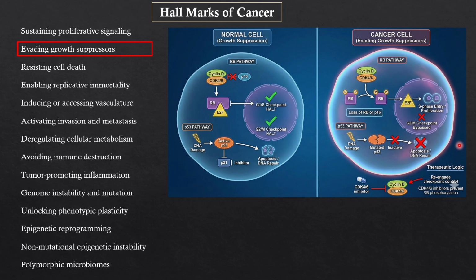So in the therapeutic angle, we can re-engage this checkpoint control by use of CDK4 or 6 inhibitors, which prevent the phosphorylation of the RB protein, or the retinoblastoma protein.